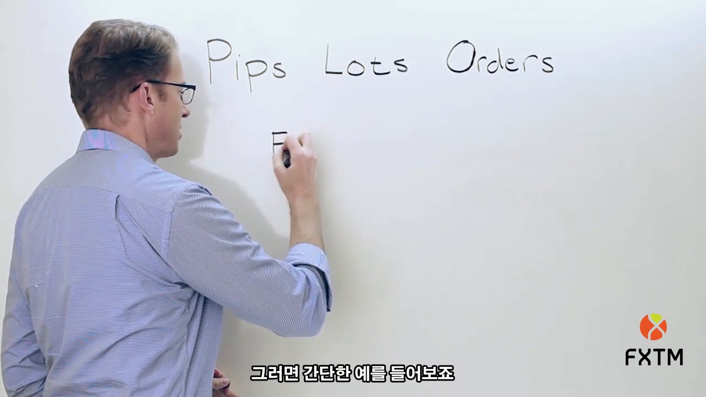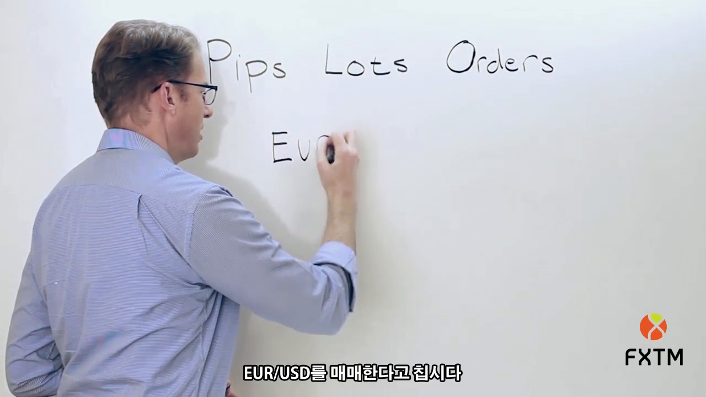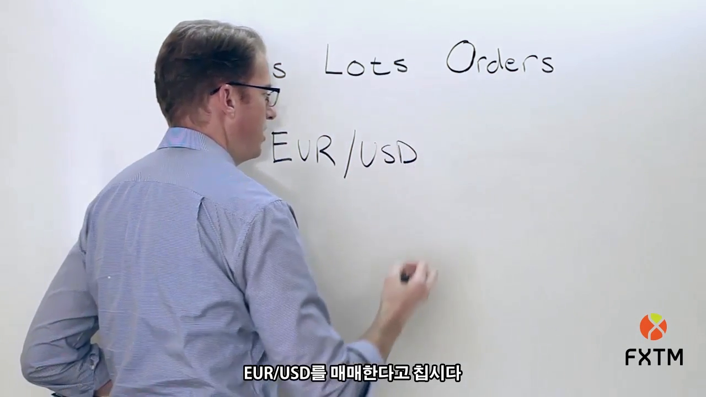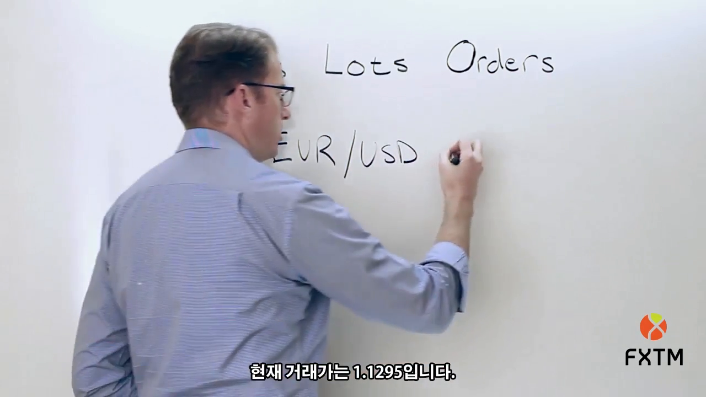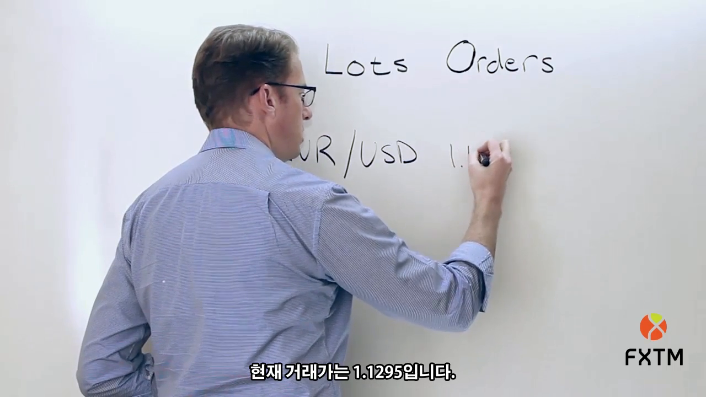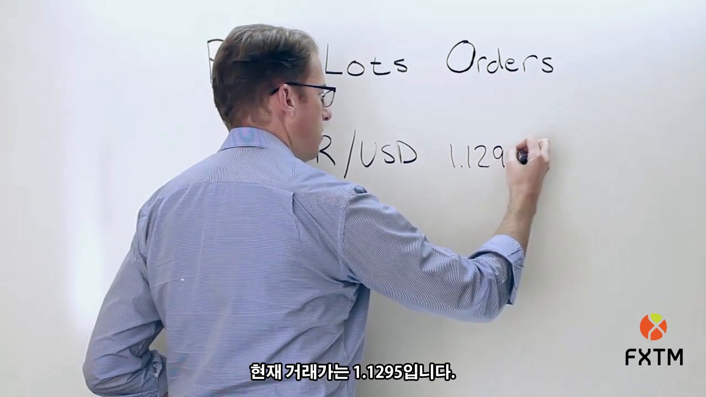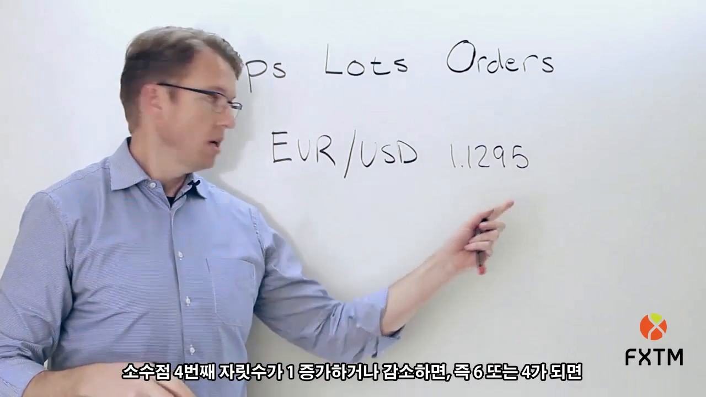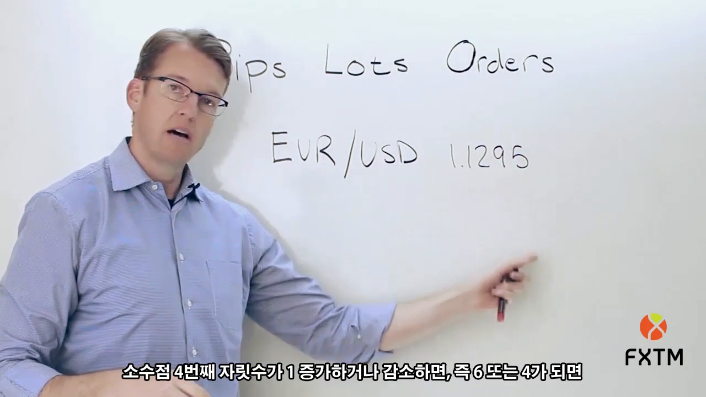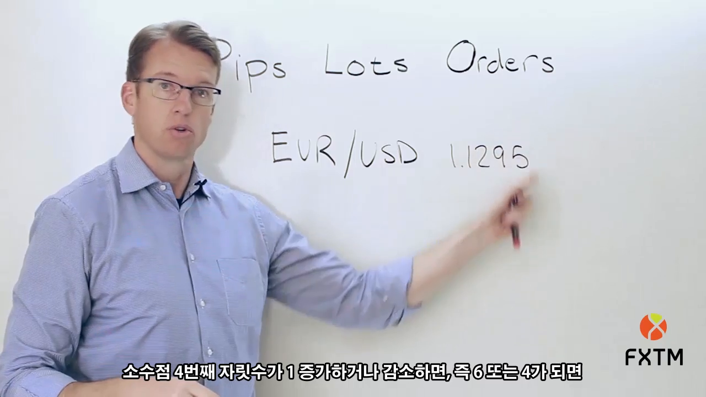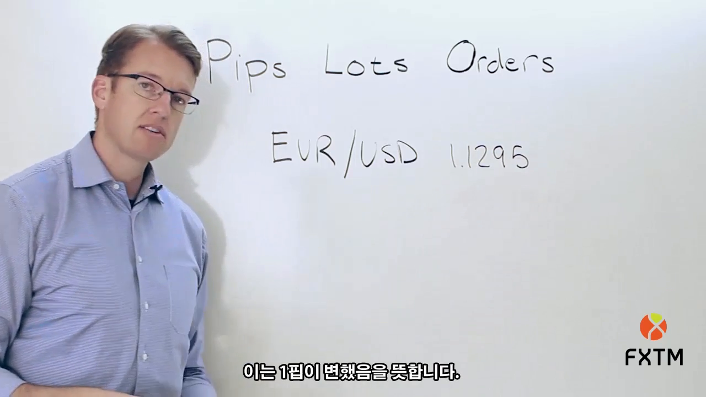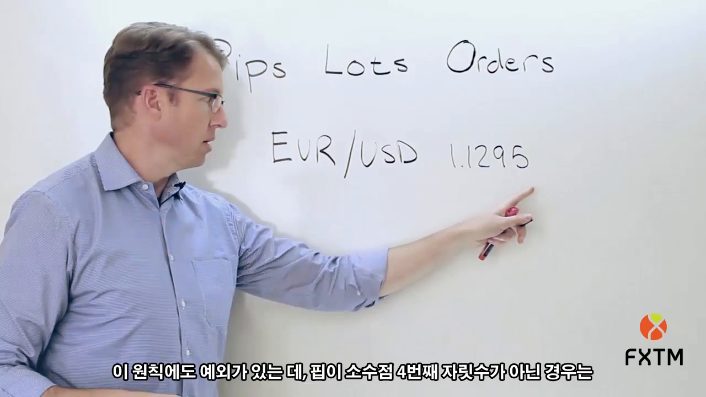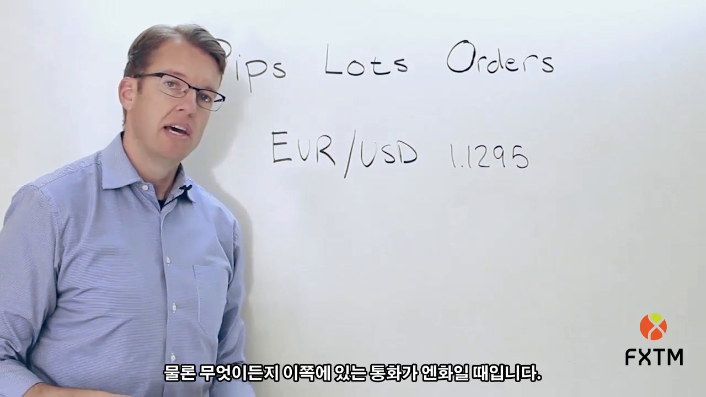Now let's start with a quick example here. Let's say that we are trading the euro-US dollar exchange rate and that its current quote is 1.1295. That fourth decimal place, if that goes up by one increment or down by one increment, so to a 6 or to a 4, then that means that it's actually had a change of 1 pip.